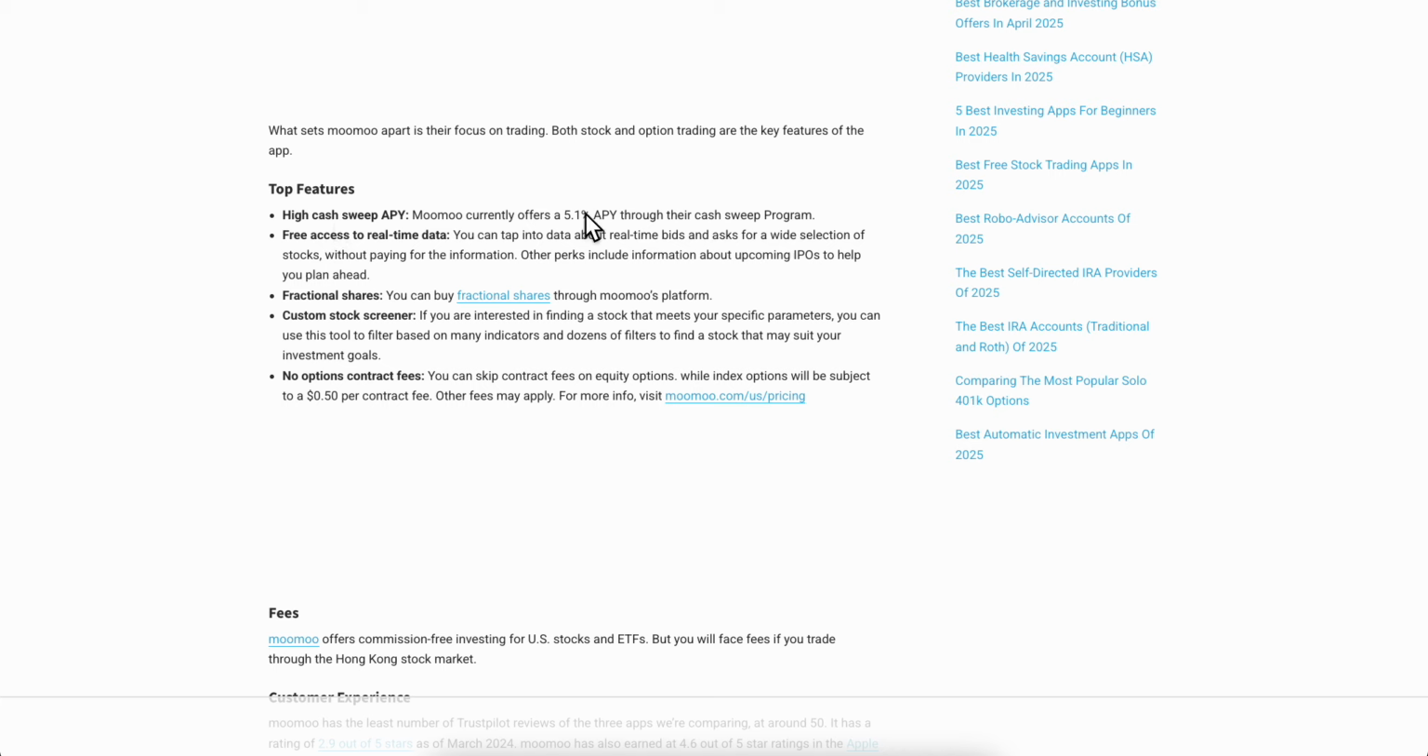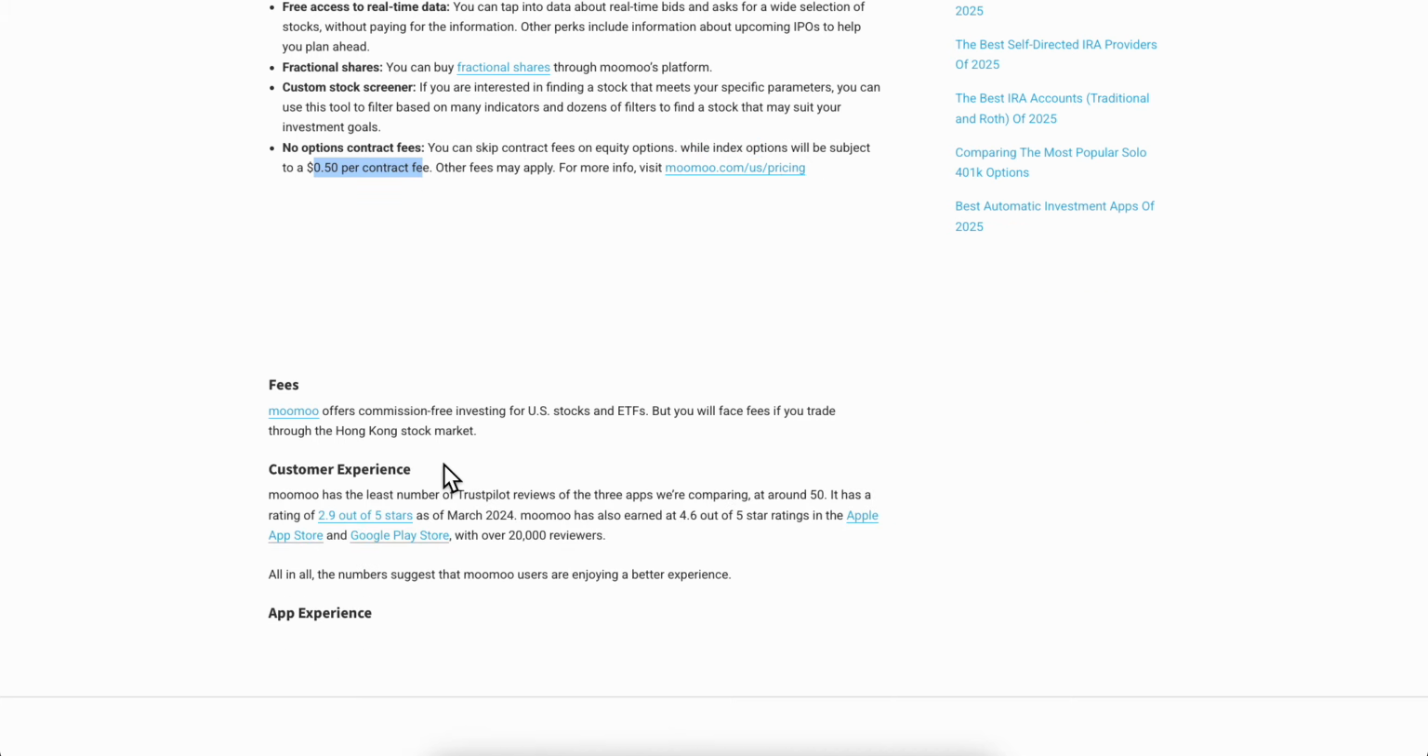So basically they have a 5.1% APY through their cash sweep program. Now here you have free access to real-time data, fractional shares, so you can buy $1 worth of shares. Then you have a custom stock screener and no options contract fee. So you can skip contract fees on equity options, while index options will be subject to a 50% contract fee.